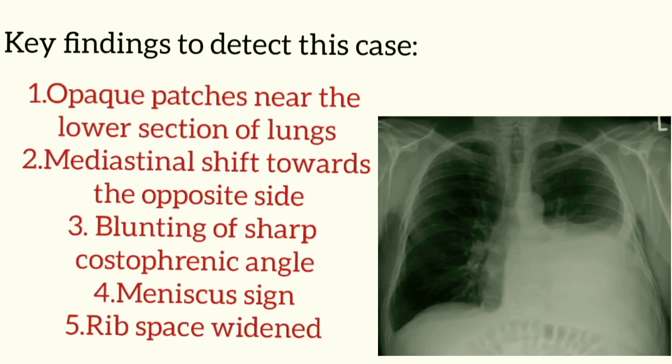First is the opaque patches near the lower section of the lungs. Second is the mediastinal shift towards the opposite side. Third is the blunting of the sharp costophrenic angle. Fourth is the meniscus sign, and fifth is the rib space widened.